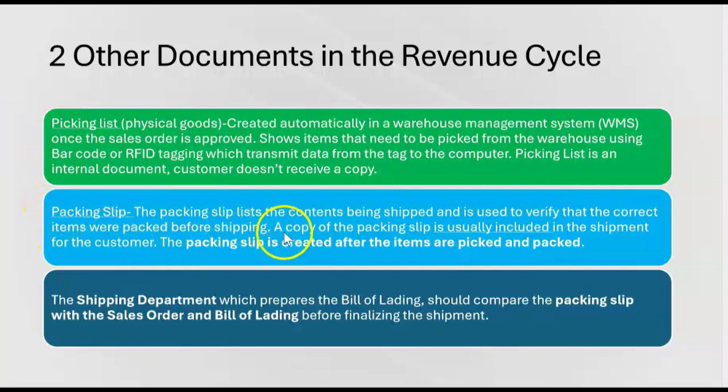What about the packing slip? Well, the packing slip lists the contents being shipped and is used to verify that the correct items were packed before shipping. So a copy of the packing slip is usually included in the shipment for the customer. The packing slip is created after the items are picked and packed. Now, the shipping department, which prepares the bill of lading, should compare the packing slip with the sales order and the bill of lading before finalizing the shipment.